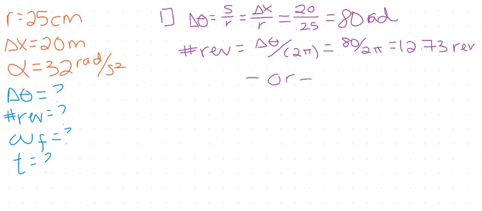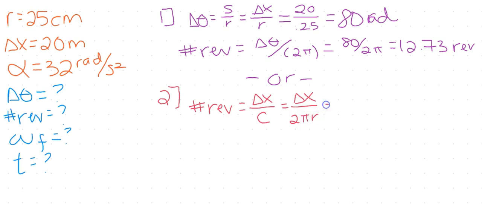All right, now for the other option, option number 2 is to find revolutions first and then find angular displacement. So if you were to do that, the number of revolutions is equal to the total distance traveled divided by the circumference. Every time an object rolls, it rolls its own circumference. So you can figure out how many rolls it makes by taking the total distance of 20 divided by the circumference, which is 2 pi times 0.25, 2 pi r. So that gives you 12.73. So you get the same answer no matter what.